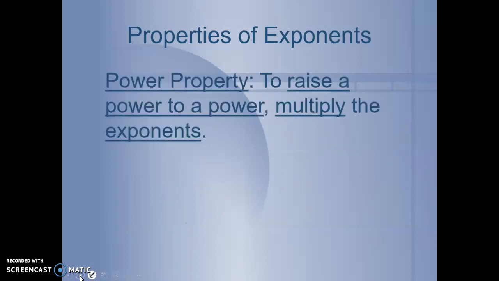Another property of exponents is the power property. That's when we're raising a power to another power. We're doing exponents twice. In that case, we can multiply the exponents. So we're raising a base to a power and raising that whole thing to another power. We can just take our two exponents and multiply them, keeping the base the same. Here's what it looks like with numbers. 2 to the third power, and all of that raised again to the second power. That's the same as 2 to the 3 times 2, which is 2 to the 6.